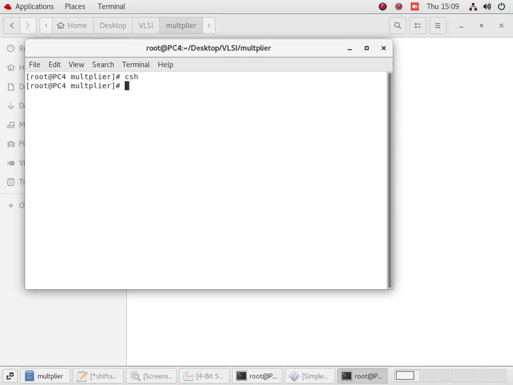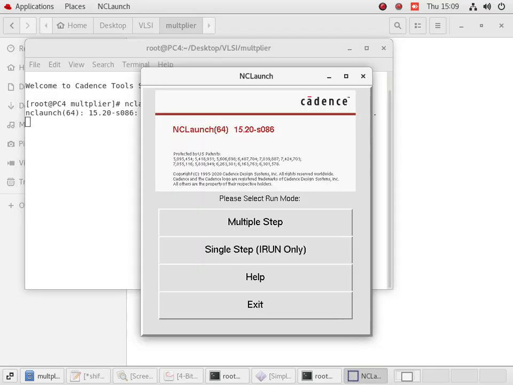Then we use the source command with the home install CSHRC file. This command ensures that the environment variables and the path from the CSHRC file are available. All the configurations and commands are available for us to do the simulation. Once we execute that command, we get the welcome to Cadence tool message. Then we call the NCSim simulator.